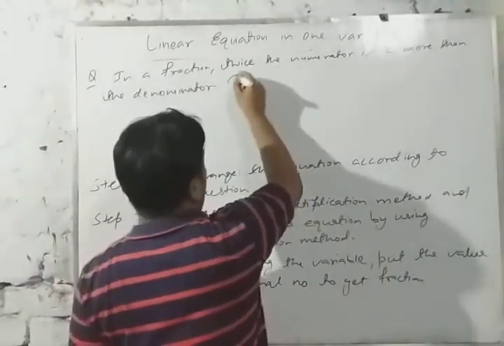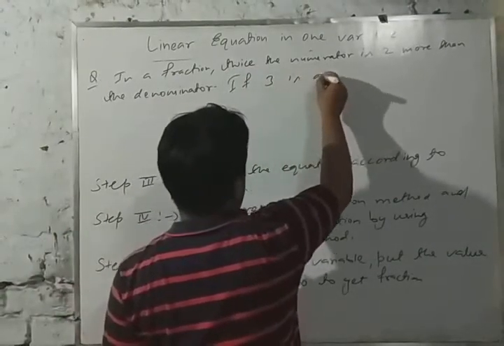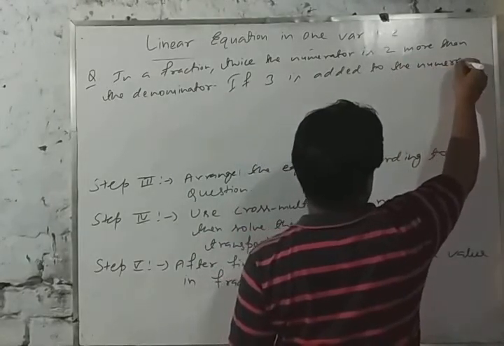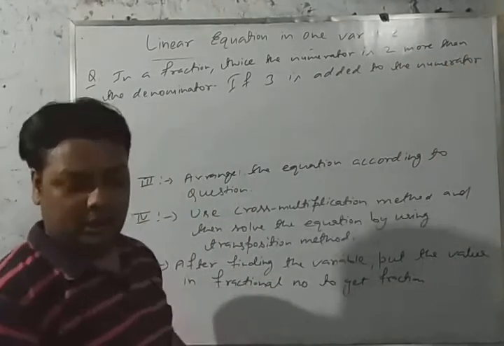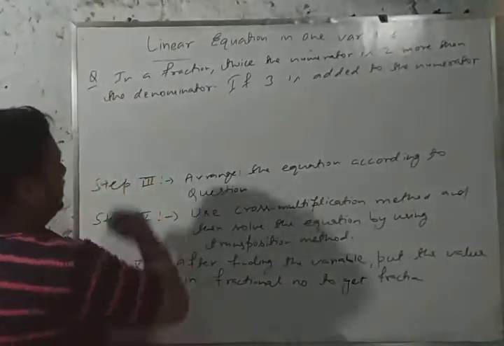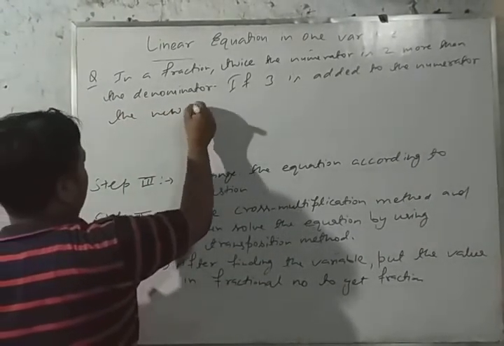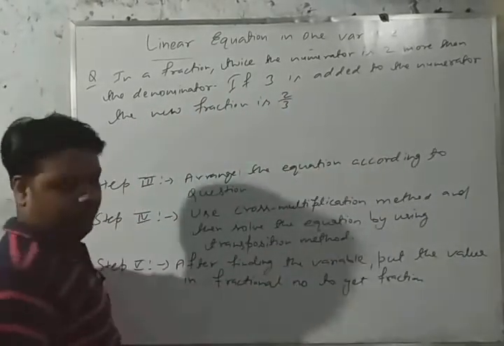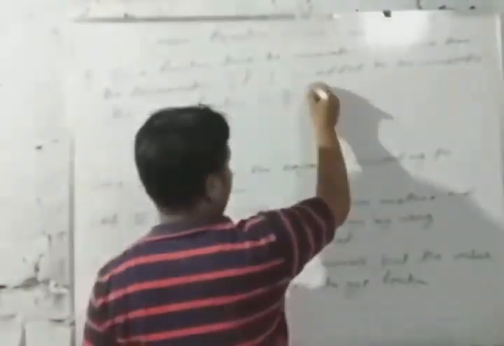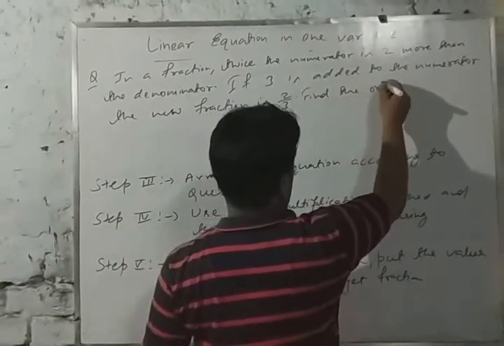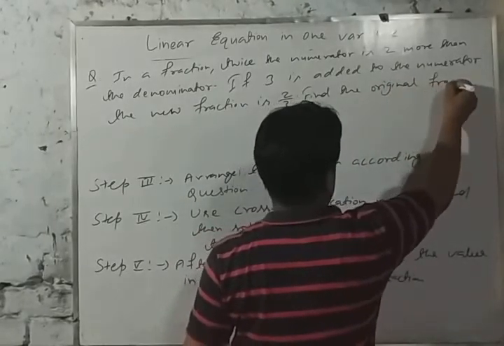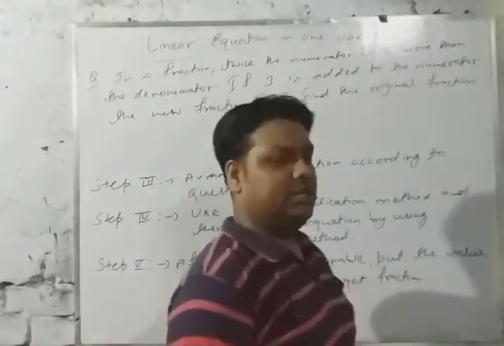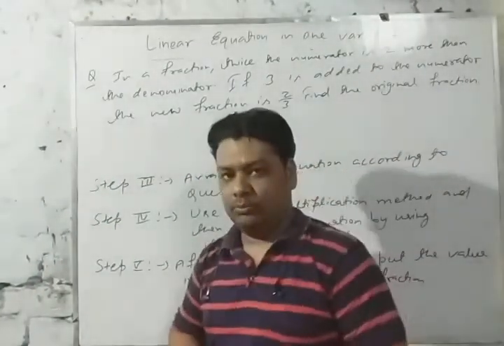If 3 is added to the numerator, the new fraction is 2 by 3. Then find the original fraction. Find the original fraction. In the first line or in the second line, where the comparing is given, we will assume from that line.